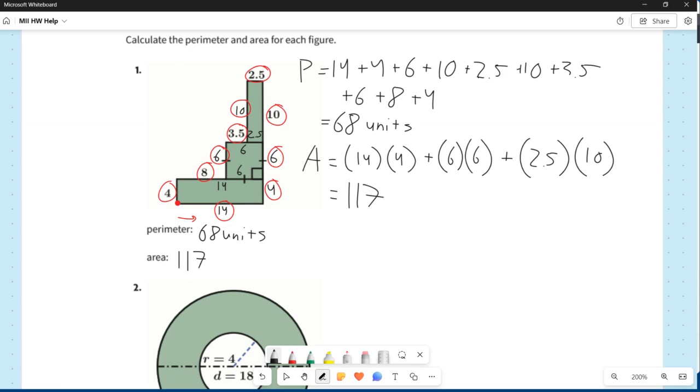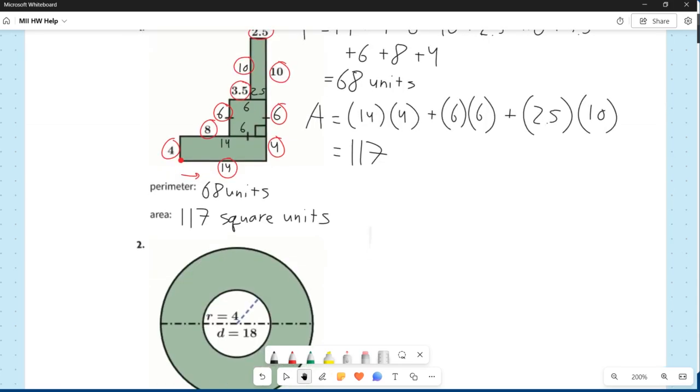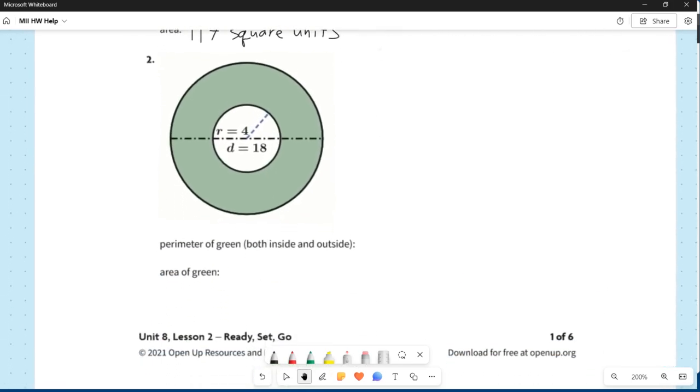Now again, we're not given the units, but it is area. So really, we're talking about square units. Because whatever these numbers represent, inches, centimeters, whatever, the area is going to be given in the square version of those units. Square inches, square centimeters.